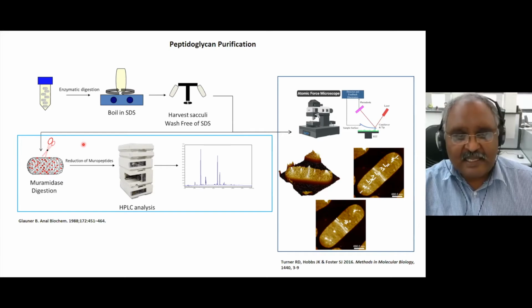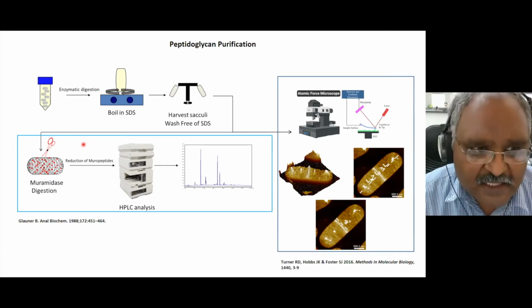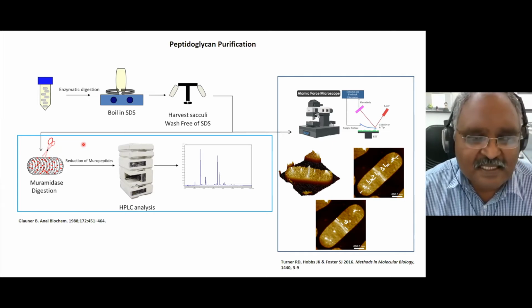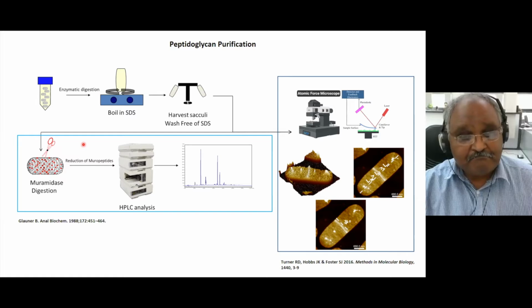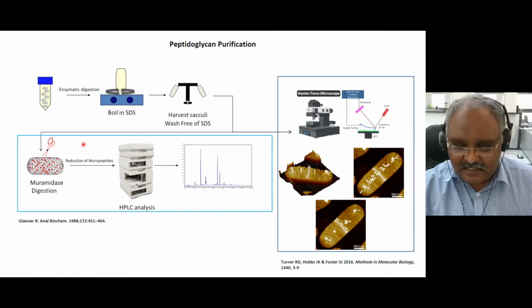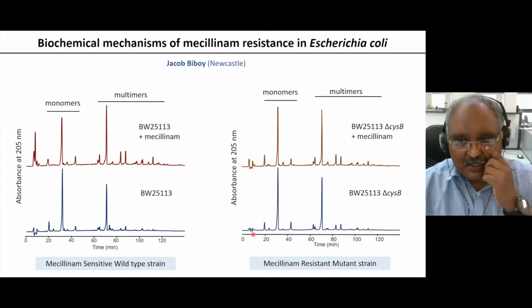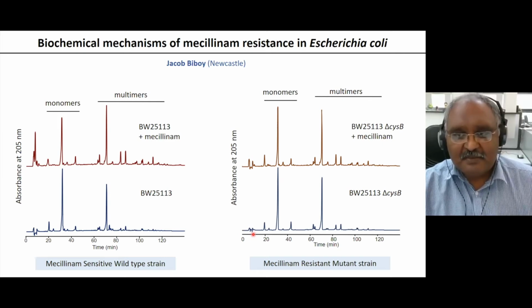As I alluded to before, we use an enzyme called muramidase to break up the peptidoglycan sacculus, and use an HPLC to see the PG profile of bacteria. In our case, when we studied the peptidoglycan profile of the sensitive strain, that is the wild type, and the mecillinam-resistant strain, we found that in normal conditions both peptidoglycans look exactly the same. There's no difference in the composition of the peptidoglycan.